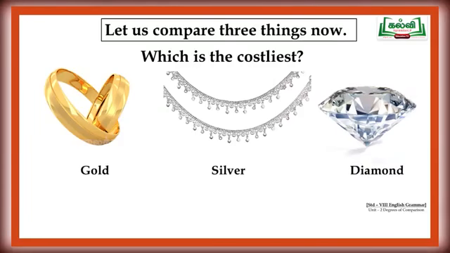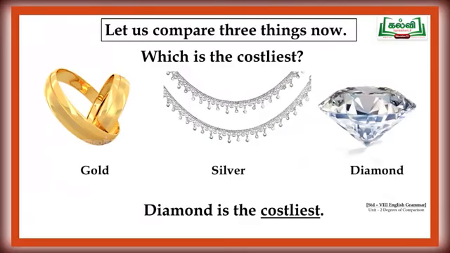Now it's time to compare three things together. Previously we compared two things, now we are going to compare three things. Okay, look at this image: gold, silver and diamond. My question is, which is the costliest of all? Here I am not asking to compare one with one alone. It is an overall comparison, that is, at the highest degree.